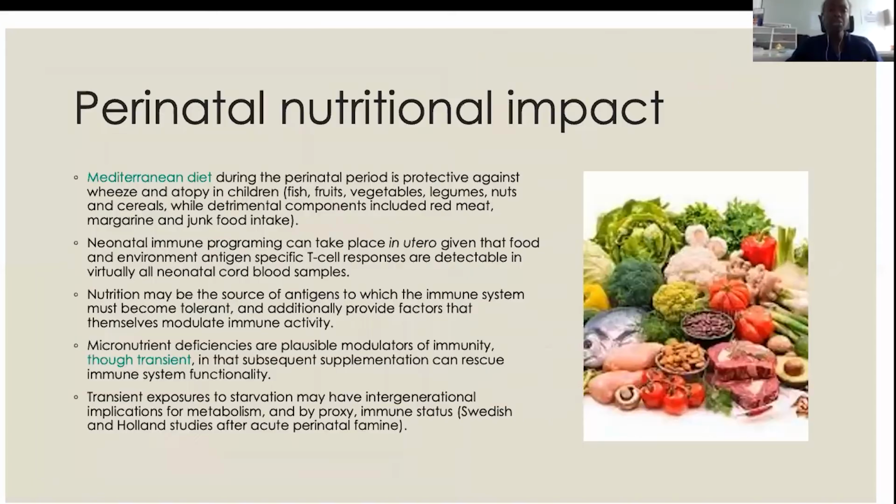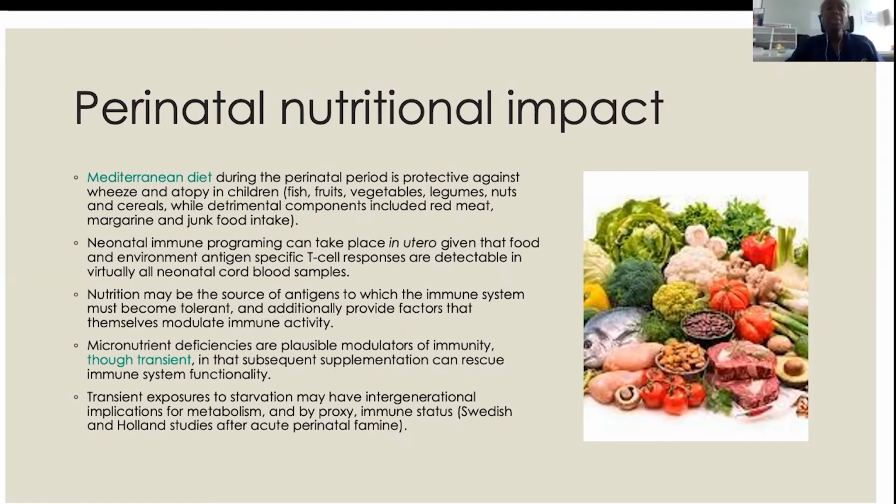Taking to a Mediterranean diet, which here represents fish, fruits, vegetables, legumes, nuts, and cereals, during the perinatal period has been found to be protective against wheeze and atopy in children, while the detrimental components such as red meat, margarine, and junk food intake have been shown to cause the reverse or the opposite.